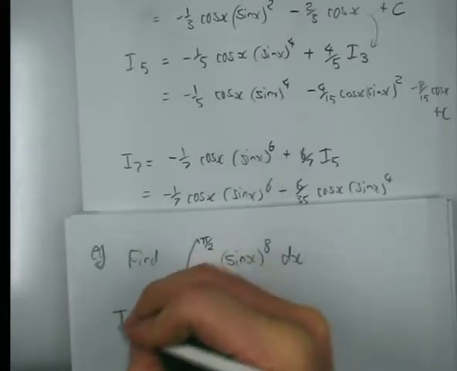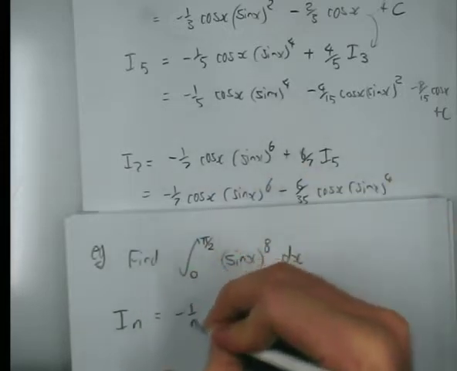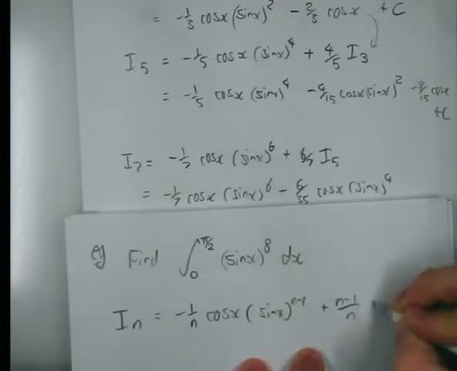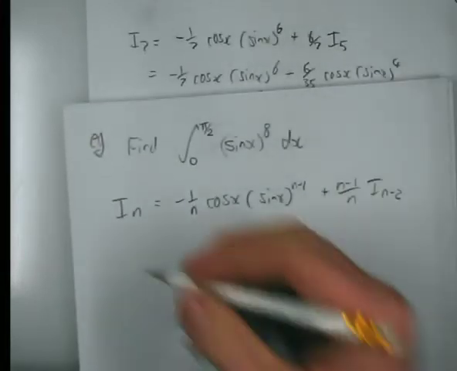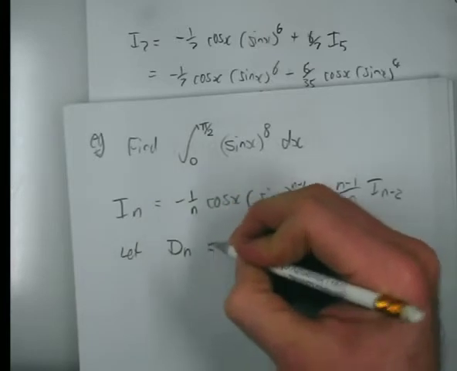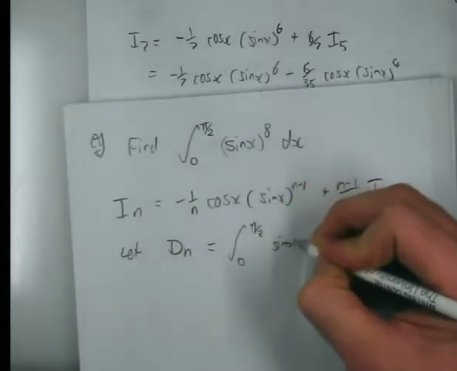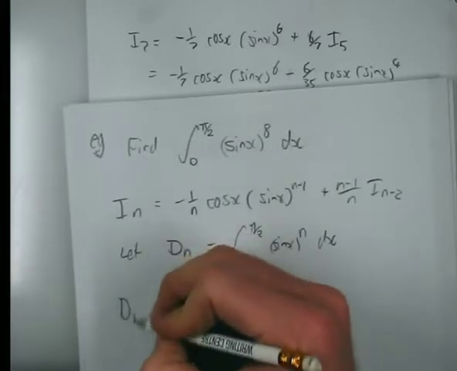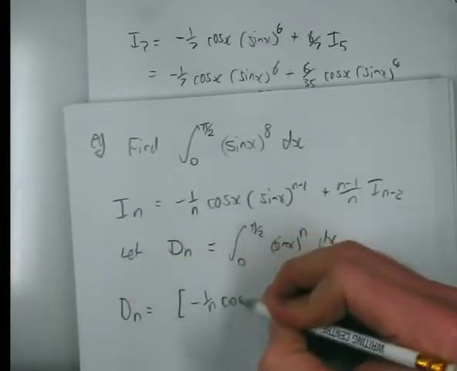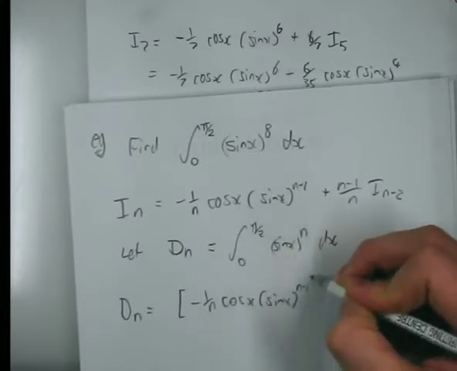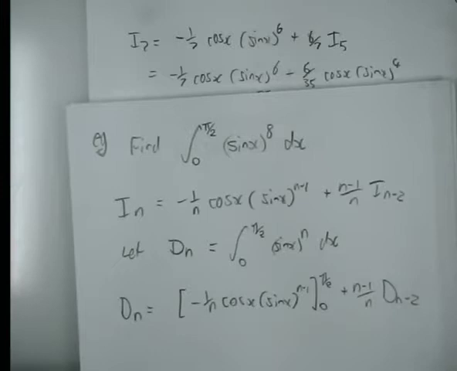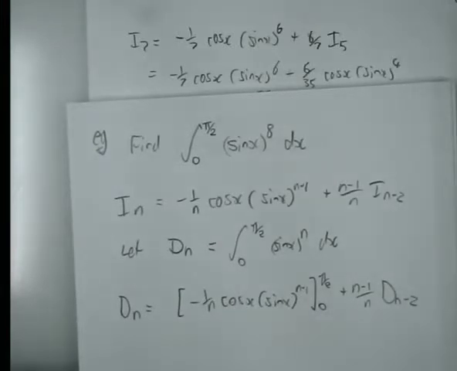So we know that I_n is minus 1 over n cos x sine x to the n minus 1 plus n minus 1 over n I_n minus 2. Why don't we let D_n, for definite integral, be the definite integral from 0 to pi on 2 of sine x to the n dx. Then all of these would be definite integral things. So D_n would be the result of a definite integral, plus n minus 1 over n and a definite integral instead of an ordinary integral. So any I_n's become D_n's. Anything that's not part of an I_n has to have its square brackets.